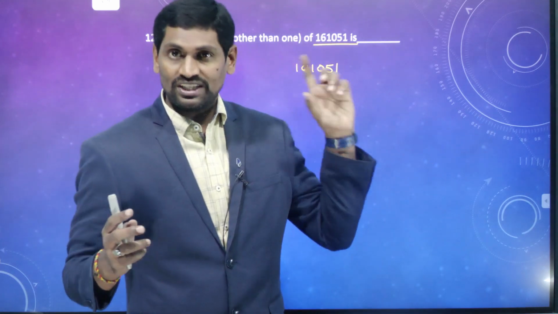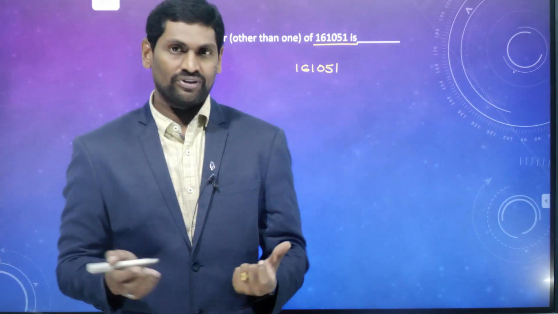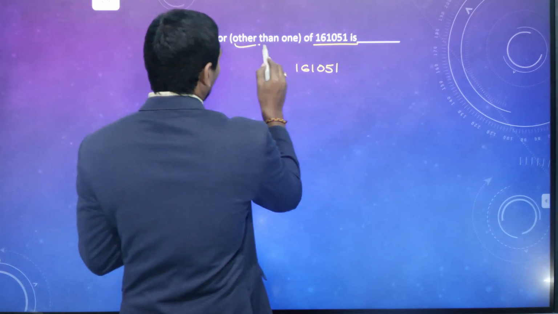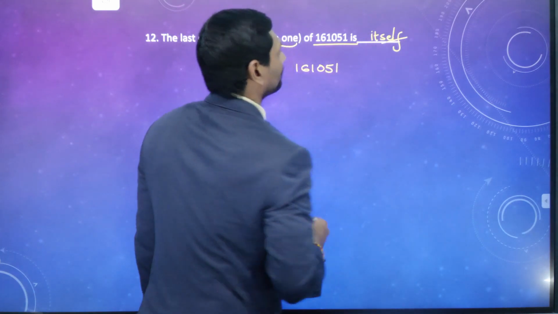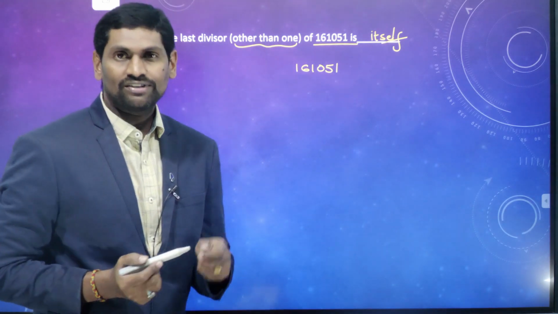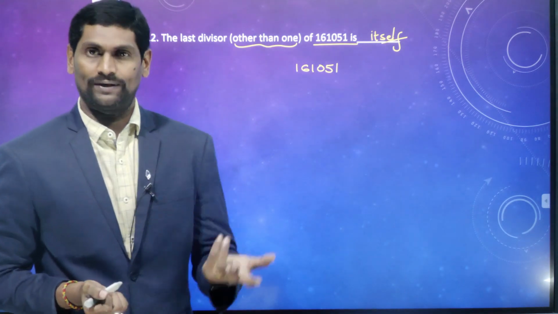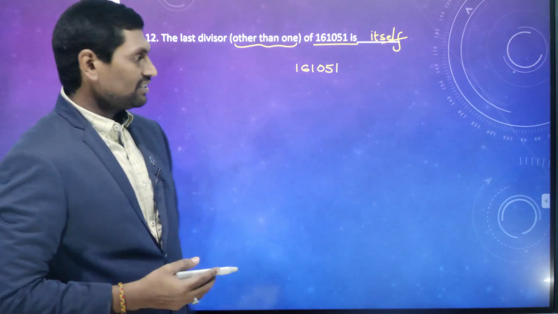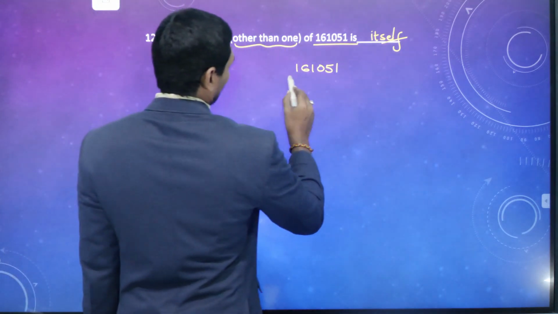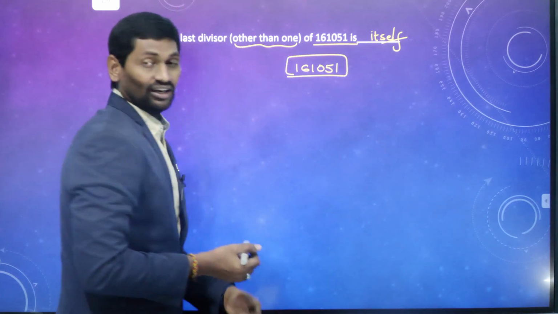Obviously the last divisor can be one of two choices. The first one is 1, the second one is the number itself. But the question says other than 1, therefore the number itself is the last divisor. The last divisor of any number is itself or 1. So here the question says other than 1, which means itself. Therefore the answer is 1,61,051 itself.